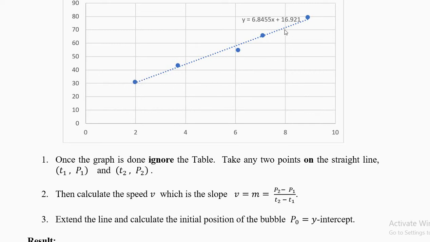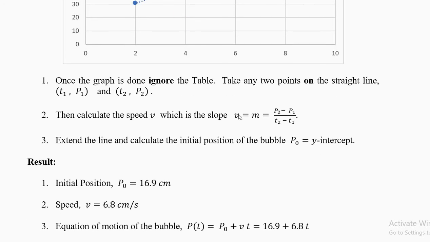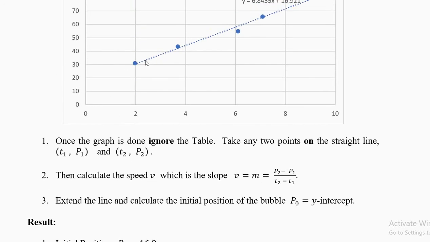Now this point is also near the corner. It is 8.71, something like that. So take 2 points, calculate the slope. Slope is the speed in this case. Then extend the line by scale to this y-axis. It will cut somewhere here, and where it cuts, this will be your P0.